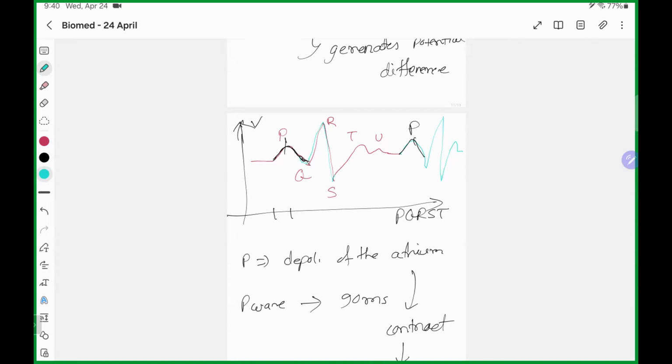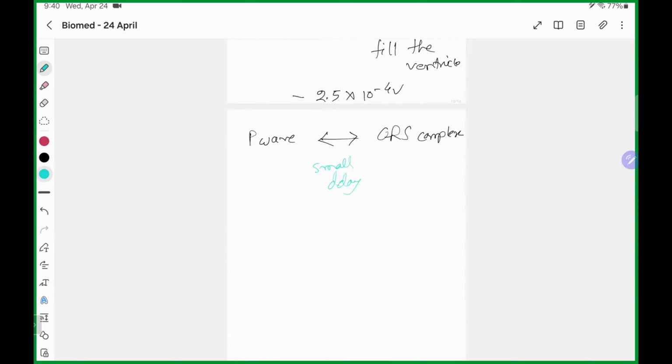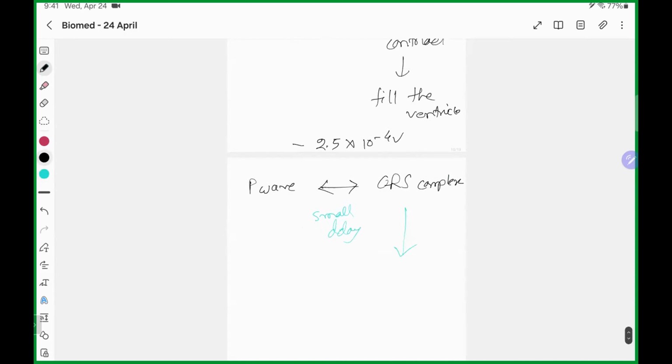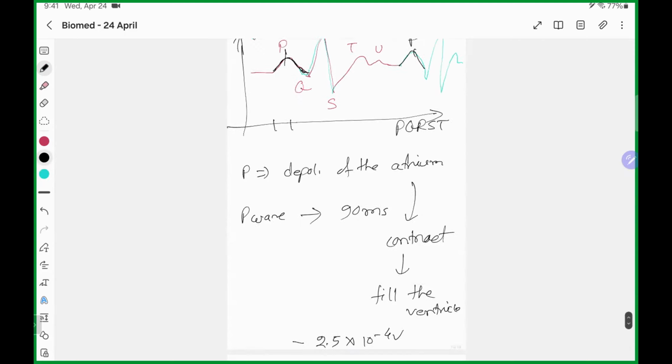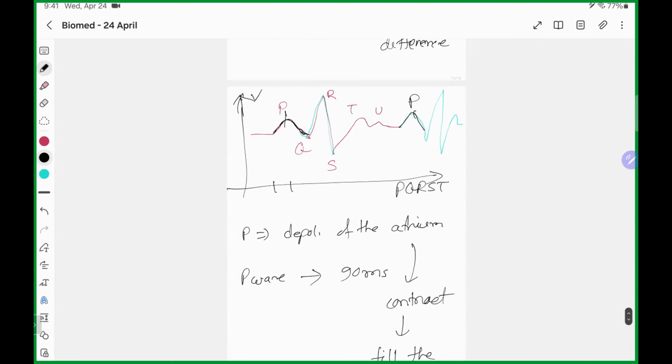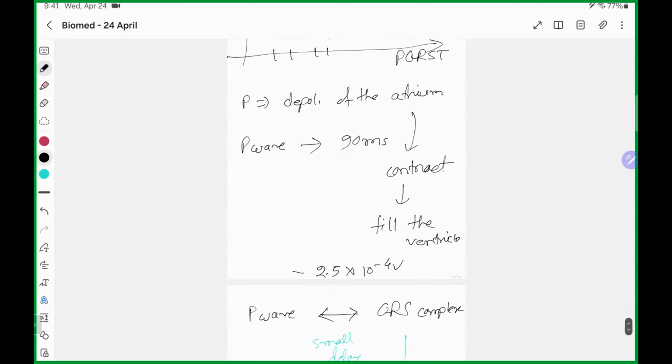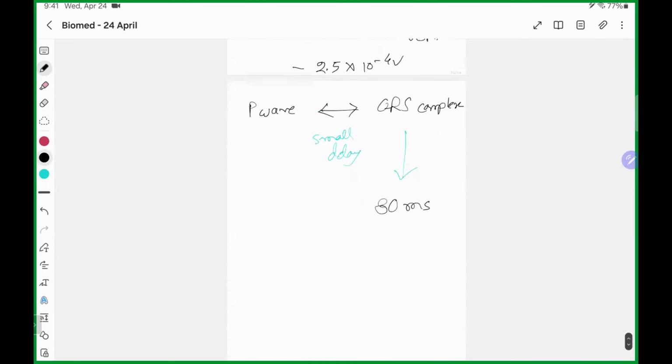If you look at the exact ECG, we can see those things. So now you have this QRS complex. What do you have in the QRS complex? This QRS complex is around 80 milliseconds. It is a little bit smaller compared to the P portion, and it lasts around 80 milliseconds.